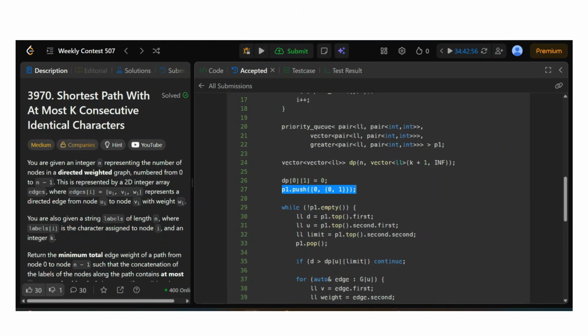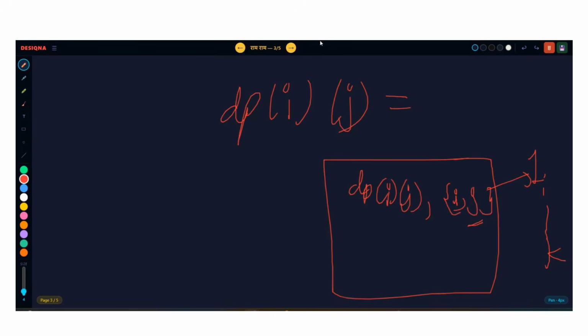Now, listen to me carefully. Whichever state's answer is not possible, I declare it as infinity. dp[0][2] is infinity. Can anyone tell me why? If I am on node 0, this value is a.